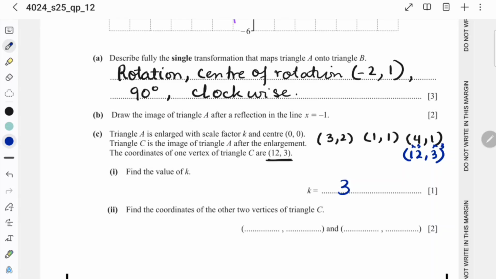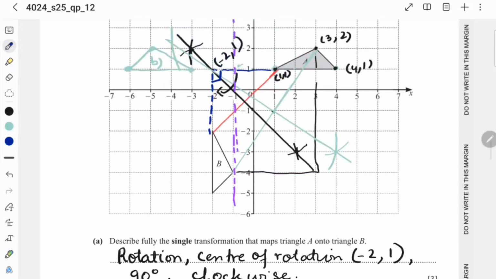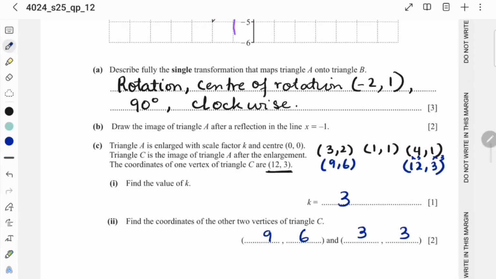Okay. After that, find the coordinates of the other two vertices of the triangle C. Alright, so (3, 2) will become 3 times 3 is 9 and 2 times 3 is 6. The first one will become (9, 6), and obviously (1, 1) will become (3, 3). So this is the answer for this transformation question number 12.